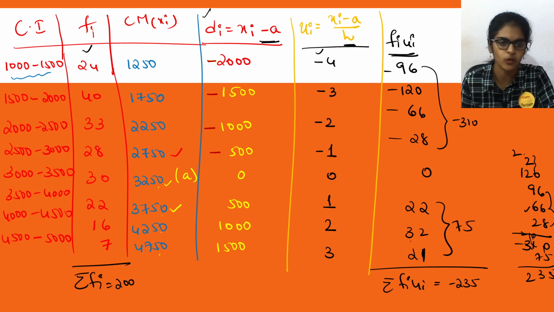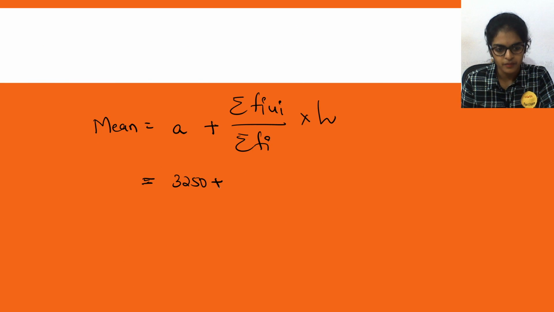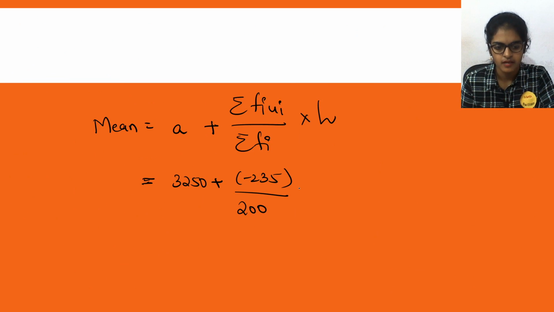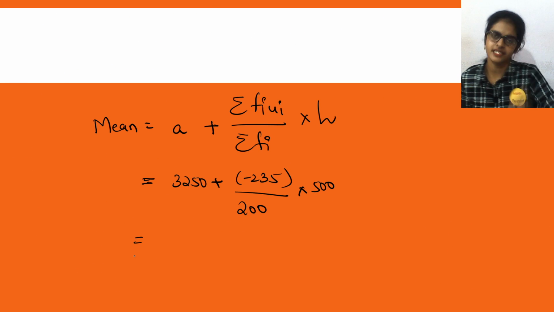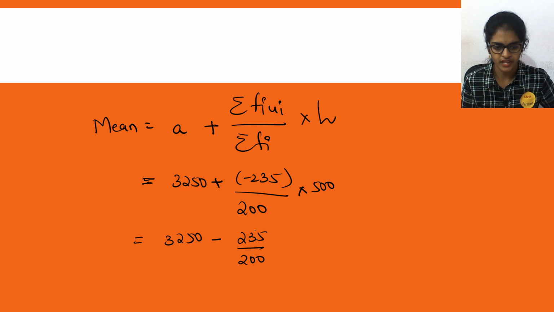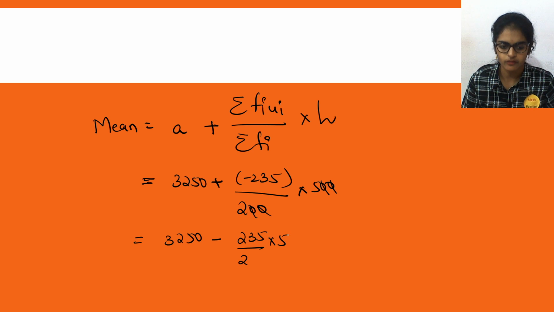And this shortcut we have discussed very clearly in the earlier class. Okay, in exercise 14.1. So the assumed mean value is nothing but 3250. You have taken it, plus sigma fi ui is minus 235 divided by sigma fi is 200 multiplied by h value, you have taken it as 500. So that is equal to, now solving this, 3250 minus 235 divided by 200. Actually I can directly cancel it out here. So 0, 0, 0, 0. So I have into 5 here.